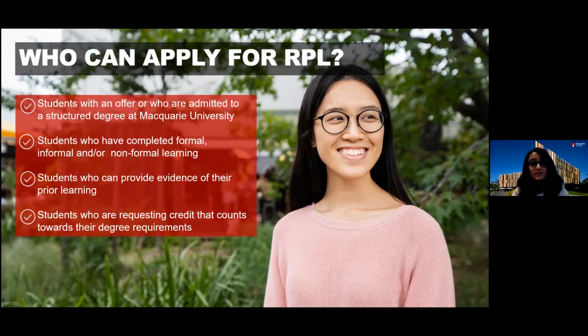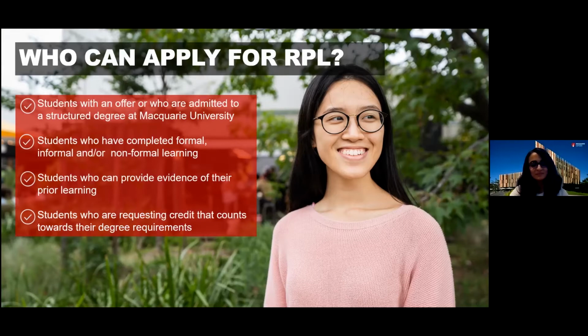And non-formal learning is learning that you may have taken on the job through certifications or training, but that did not lead to any formal degrees or certifications. If you can provide any evidence of your prior learning in the form of transcripts, certificates, or even reference letters, you can apply for RPL. And lastly, if you're requesting for this credit to count towards your admitted degree here at Macquarie University, you can apply for RPL.